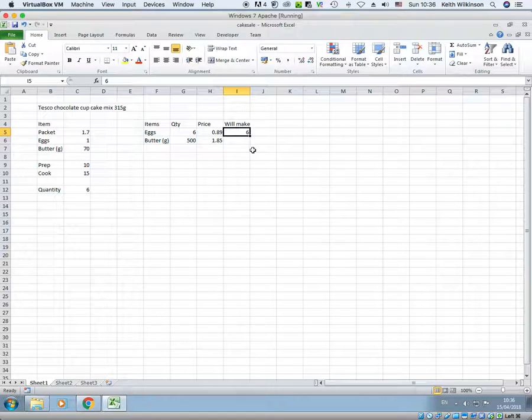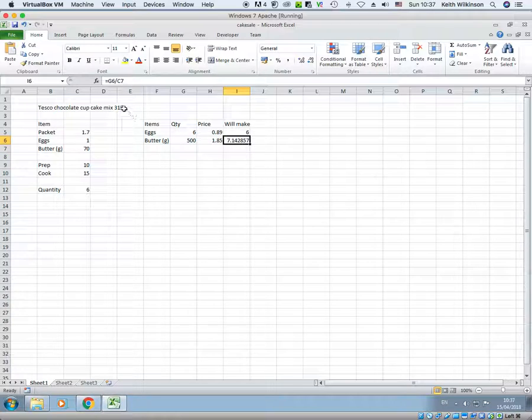So I can do equals the quantity of the eggs divided by the number of eggs that I need, and that will tell me that it will make 6 packets. And I can do exactly the same with the butter, equals the quantity of butter, so 500 grams of butter divided by 70 grams per packet to make the 6 cakes, and that will give me 7.14, just over 7 packets. So if I bought 7 packets, then I would use just the tub of butter.